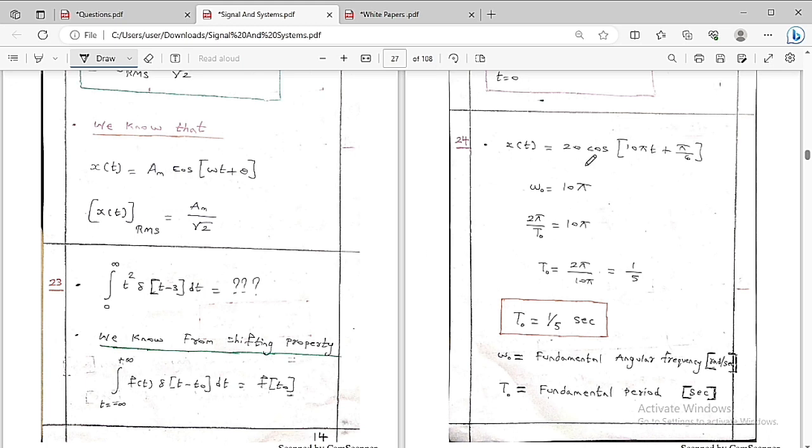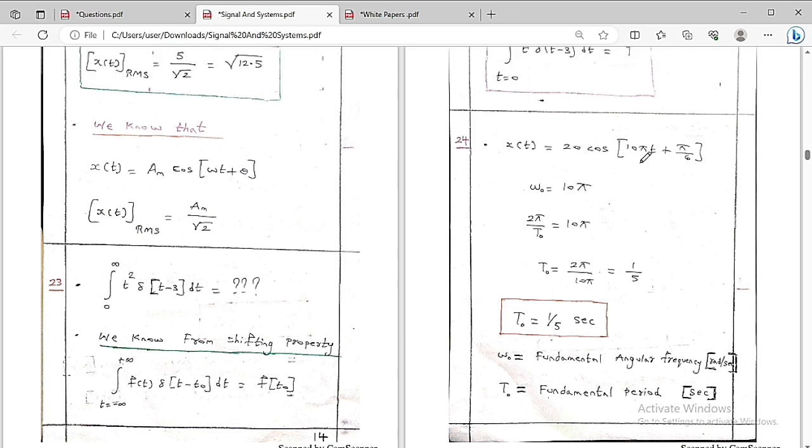What is the answer here? x of t is equal to 20 cos of 10 pi t plus pi by 6. So what's the value of omega? Omega or omega naught, you can take it as anything. Some books take omega and some books take omega naught, which is the same. Omega naught is equal to 10 pi.